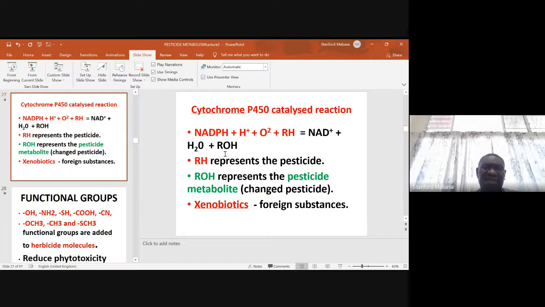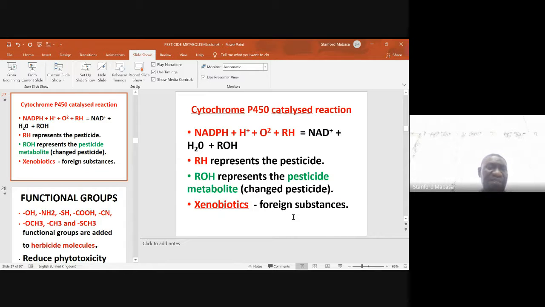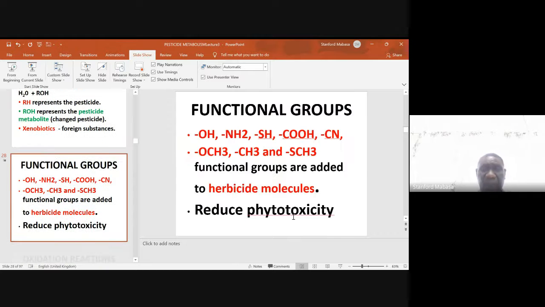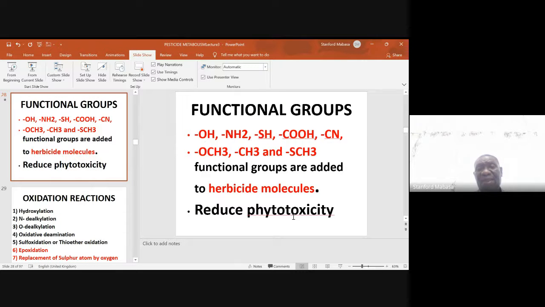Please note that it's not only pesticides which undergo these changes. There could be other foreign bodies apart from pesticides, but all substances that enter the living system, we refer to them as xenobiotics or just simply foreign substances.